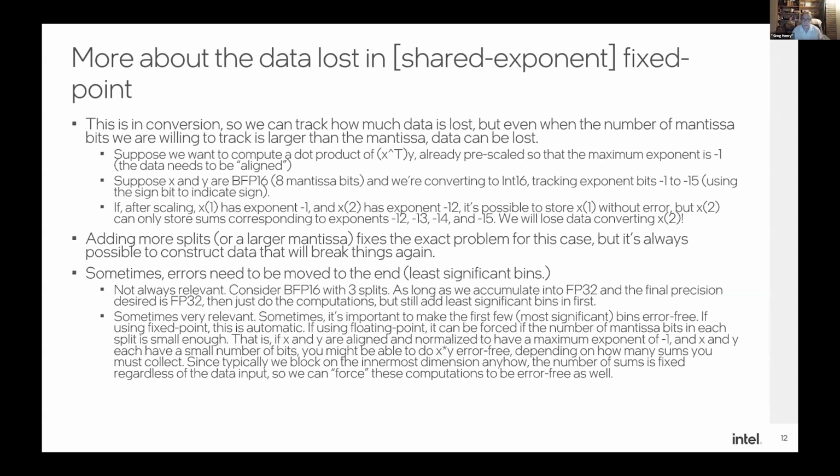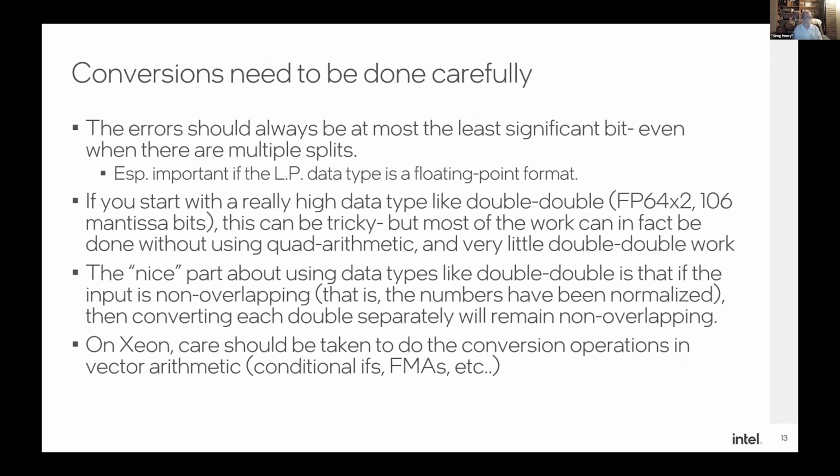It's not always relevant that you move the errors to the end, like bfloat16 with 3 splits, but in the conversion, the last term should have the maximum error, and there shouldn't be errors in the terms that come before it. And it really depends on whether you're using low precision as floating point or low precision as fixed point. If you're using low precision as fixed point, you just have to make sure that there are no errors in your splits. Otherwise, you're okay. If you're using low precision as floating point, though, you have to make sure each split is done error free, for obvious reasons. So the conversions need to be done very carefully.